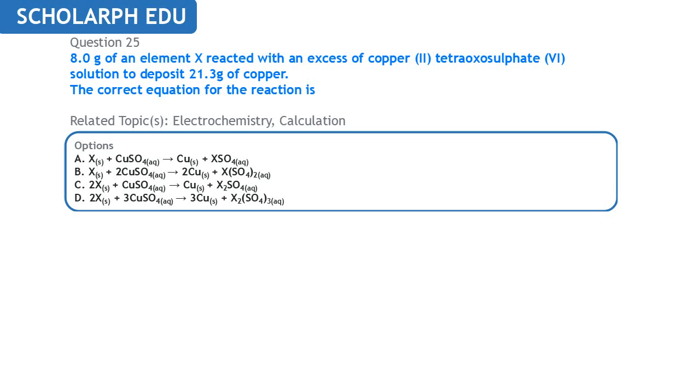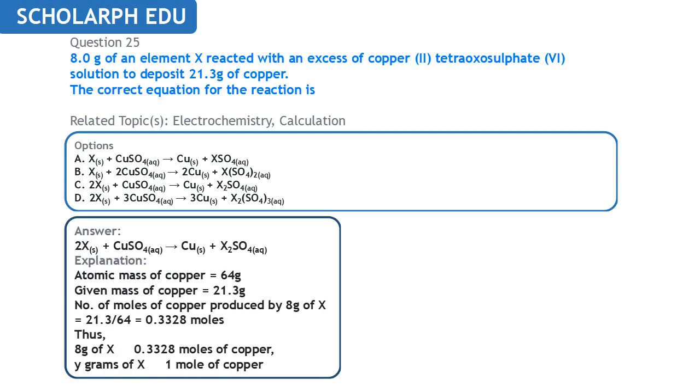Next, 8.0 gram of an element X reacted with an excess of copper 2 sulfate solution to deposit 21.3 grams of copper. The correct equation for the reaction is, alright, the atomic mass of copper is 64 gram. The given mass of copper in this question here is 21.3 gram. That's the deposited mass of copper here.